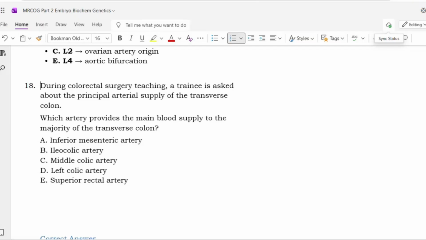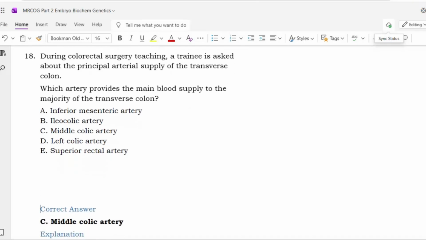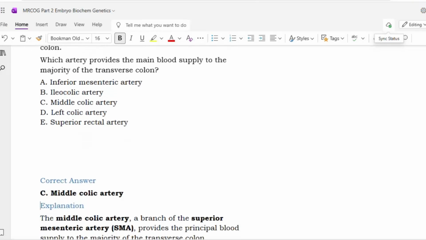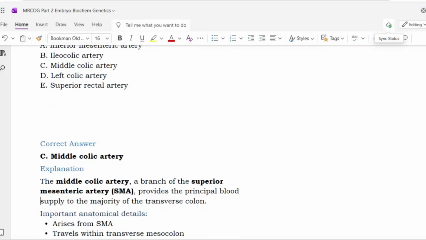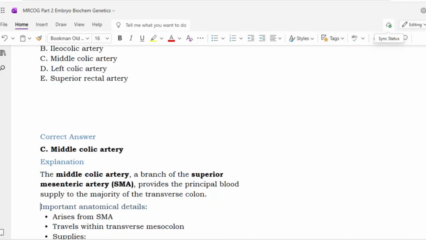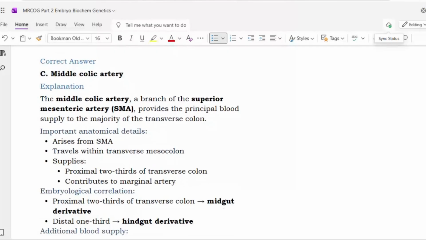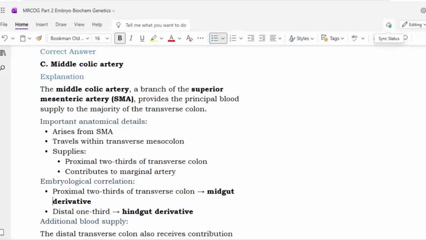The middle colic artery. No. So transverse colon, just now we have seen two-third and one-third. The middle colic artery is a branch of the superior mesenteric artery. Through the middle colic artery it provides the principal blood supply to the majority of the transverse colon, arises from the SMA, travels within the transverse mesocolon, supplies the proximal two-third of the transverse colon, and contributes to the marginal artery.